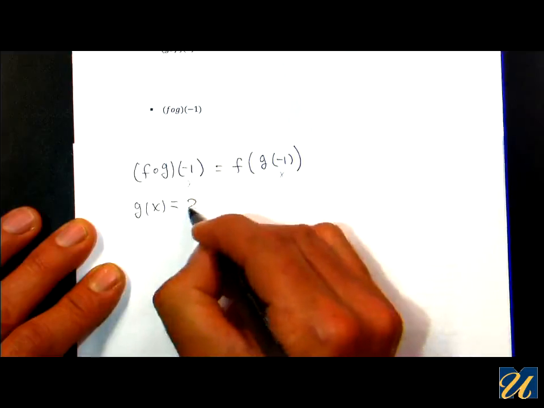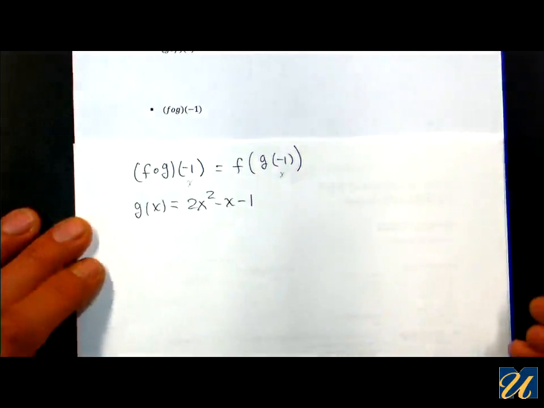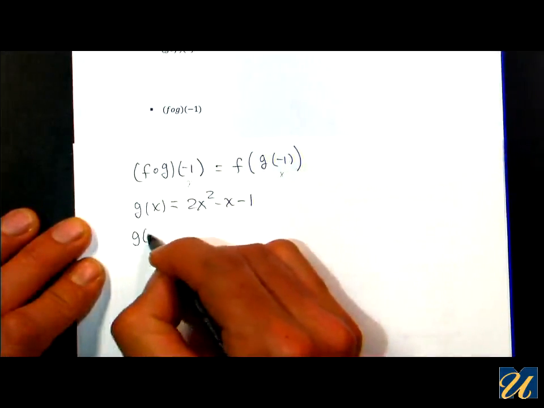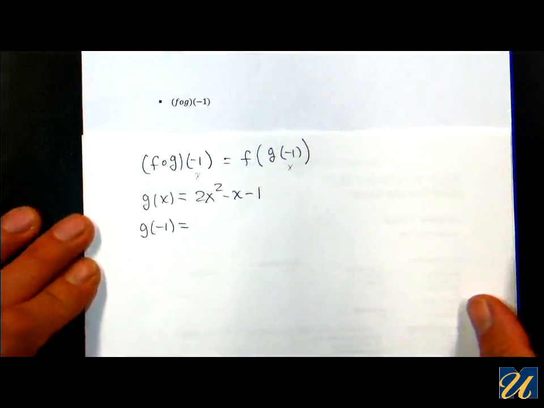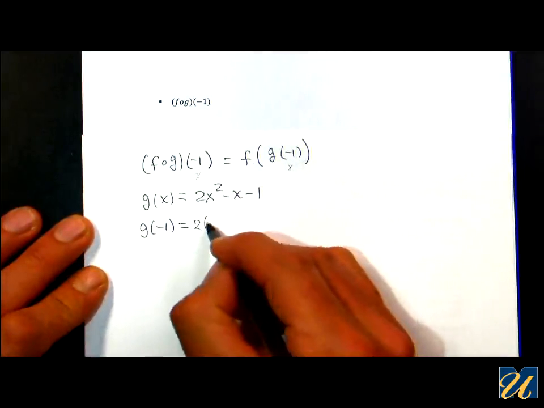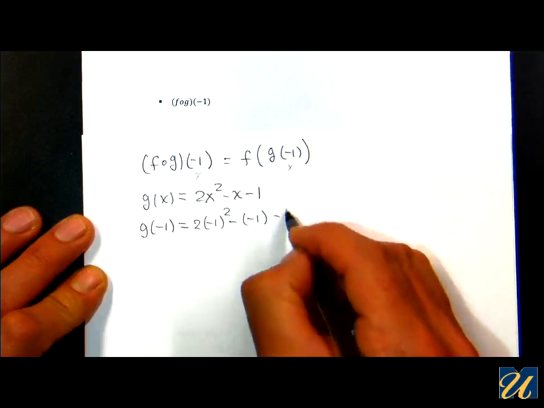So let's drag that down here. 2x squared minus x minus 1. Let's find g of negative 1. Since we can do this and get a numerical value, why not do that? 2 times negative 1 squared minus negative 1 minus 1.